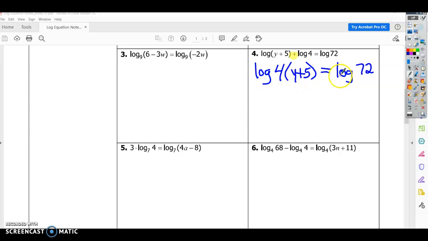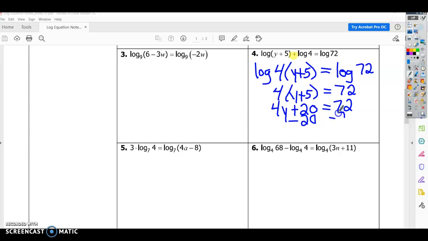All right, then I have 1 log equals 1 log. So now I'm going to have 4 times y plus 5 equals 72. And then I can solve from there. So parentheses means I distribute. So 4y plus 20 equals 72. Subtract 20. 4y equals 52. Divide both sides by 4. And y equals 13.